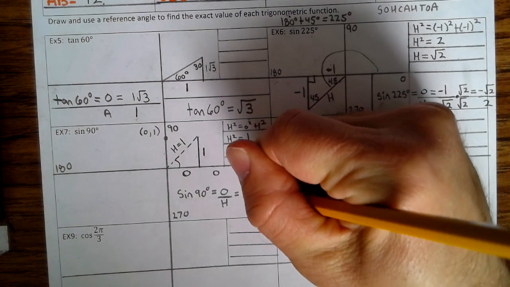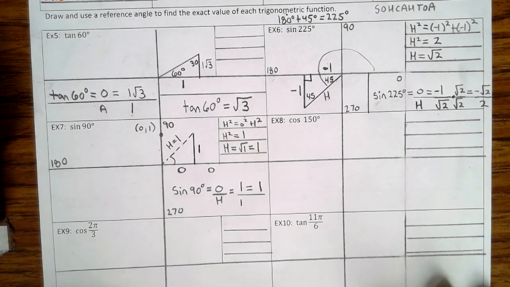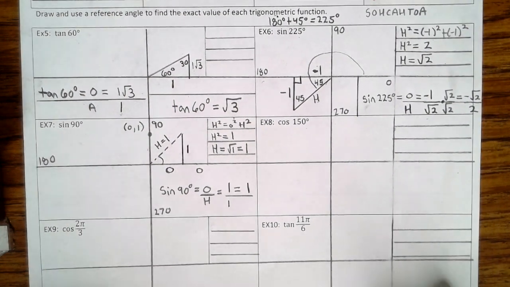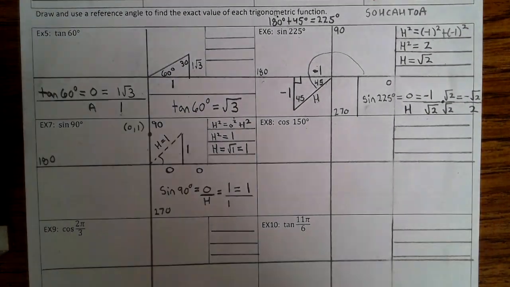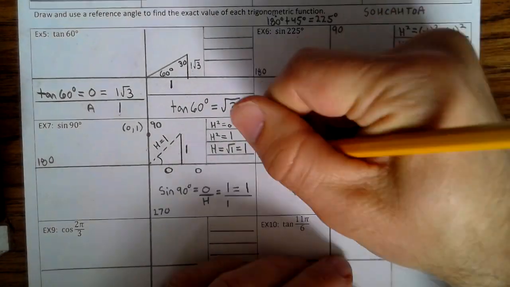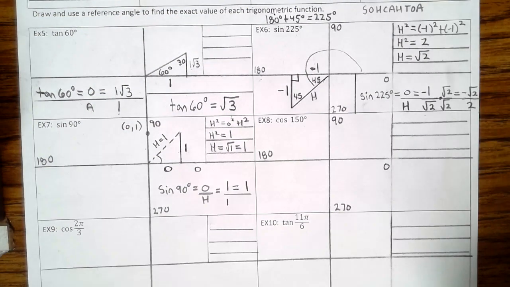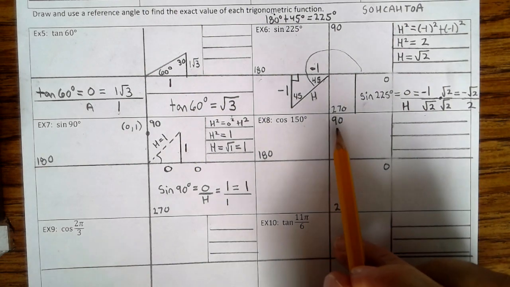Example 8. All right, so again, we want to reference 0 degrees, 90 degrees, 180 degrees, and 270 degrees. And that's important because we know 150 lies between 90 and 180. So our reference angle comes around here, and that's where our bow tie triangle is going to be.